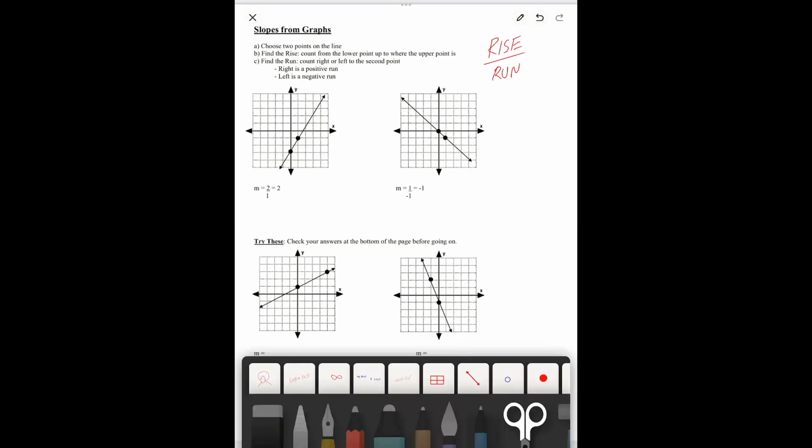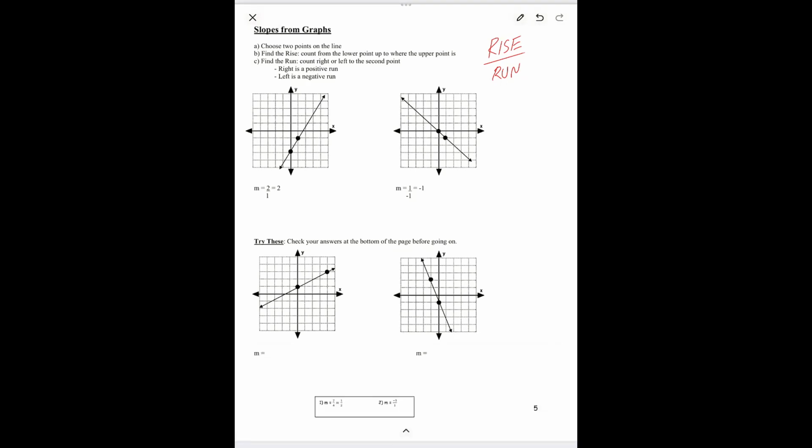I am going to do a quick video on how to find the slope when you're given a linear function on a graph. This is from page 5. And also I'm going to look at the final page as well because they're the same.